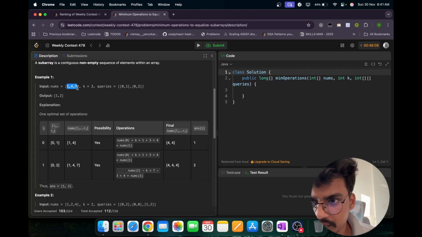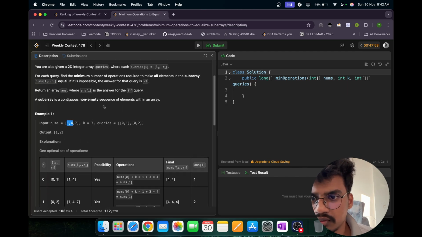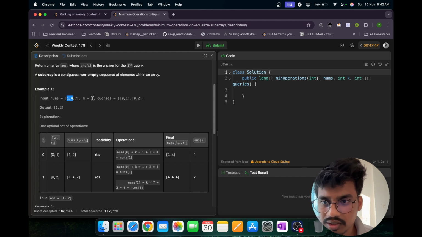Zero, 1, difference is k. Is the difference k? Yes. Then the answer would be n-1, 2 minus 1, which is 1. Again it is 0 to 2. The difference between all of them is 3, for the consecutive guys. Yes, the difference is k. Then the answer is again n-1, which is 3 minus 1, which is 2.